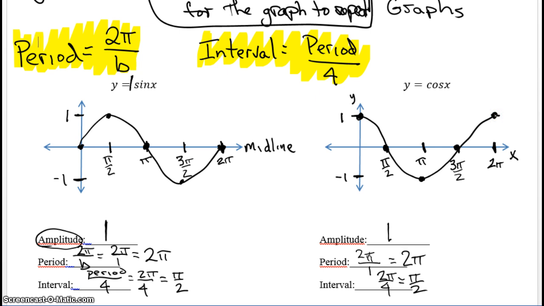1 period of the cosine. Sine and cosine waves. The graph of the sine and the graph of the cosine is a wave.